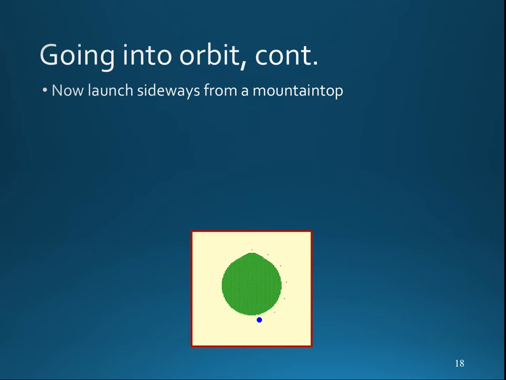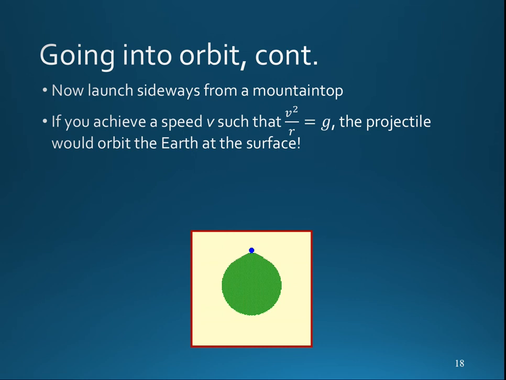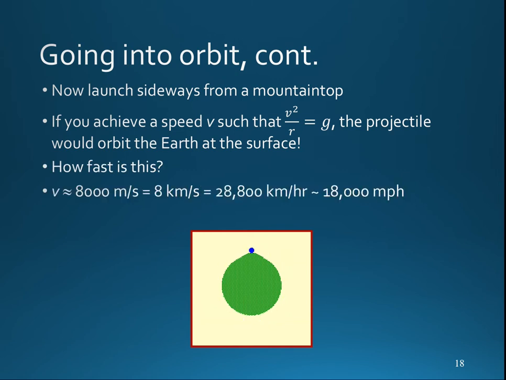Now, if we consider that same idea but launching sideways from a mountaintop, if we achieve a speed v such that v squared over r equals g, then the projectile would orbit the Earth at the surface, which is what we see in the animation below. How fast is this, you might ask? That velocity would be about 8,000 meters per second, which would be about 8 kilometers per second, which is about 28,800 kilometers per hour, or approximately 18,000 miles per hour.